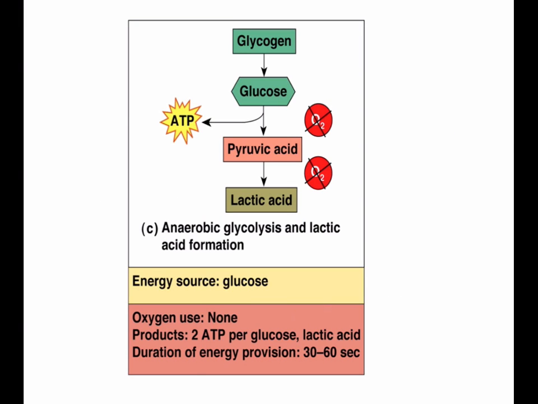Okay, so if we look here, we start with glycogen, or actually we could even start with glucose. It doesn't really matter. If we start with glucose, you get a little bit of ATP, 2 of them actually, and then you go from pyruvic acid to lactic acid. So your source is glucose, and it's a 2-to-1 ratio.